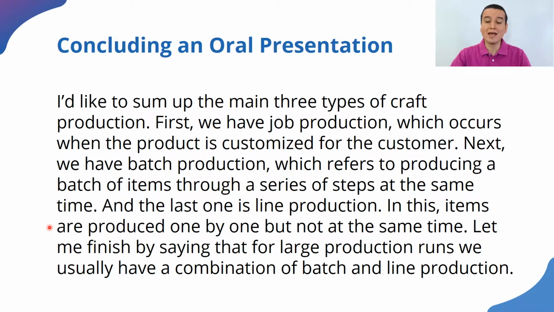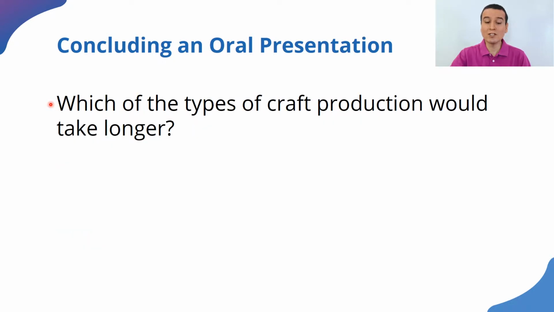All right? Let me finish by saying that for large production runs, we usually have a combination of batch and line production. All right? That is fairly clear. Let's make sure that we understand it by answering this question. Which of the types of craft production would take longer? Of all those, the one that would take the longest would be the one that customizes items for the customer depending on the specific needs that they need to meet.